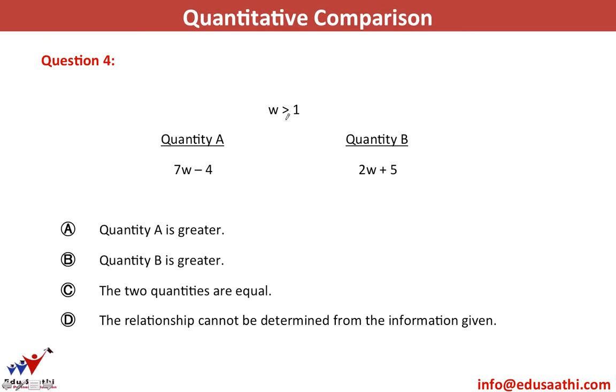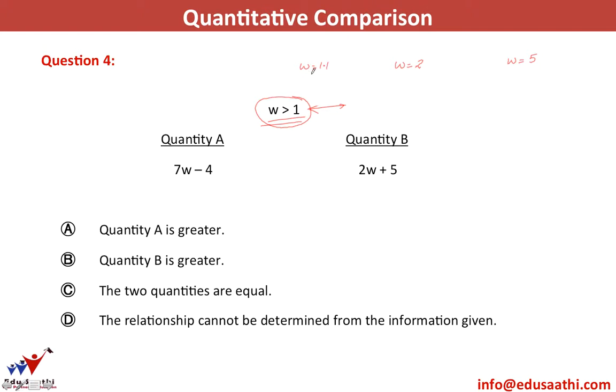Moving ahead, again a very simple question that we have. W is greater than 1. So I'll have to assume different values for W. I can take W is equal to 2. I can take W is equal to 5 or 10. The only thing that I need to keep in my mind is it is not given to me that W is an integer. So W value could be 1.1 as well. If I miss out on this value 1.1, I may not get my answer.